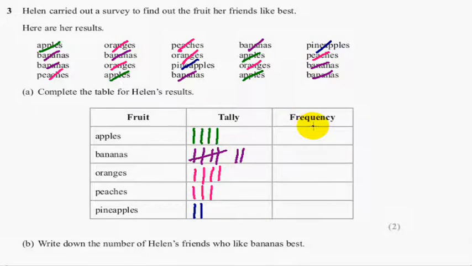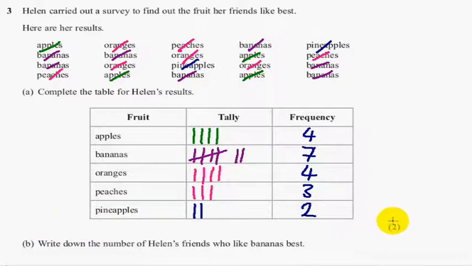So the frequency is going to be a number. So there were 4 apples. There were 7 bananas. There's going to be 4 oranges and 3 peaches and 2 pineapples. Now just to make sure you haven't missed any out, if I count how many fruits there are, 4 by 5, so there should be 20 pieces of fruit in total, and you can make sure there are 20 in total.